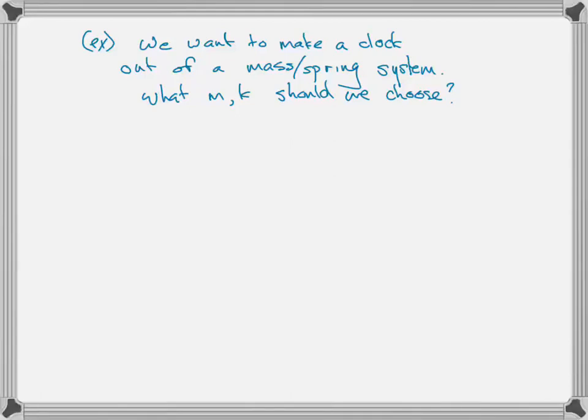So we're talking about the mass on the spring, and I want to know, if I want to make a clock out of a mass spring system, what mass and spring constant should we choose? Now, this is actually extremely common. This is basically almost always how we make clocks. We make clocks out of mass spring systems.